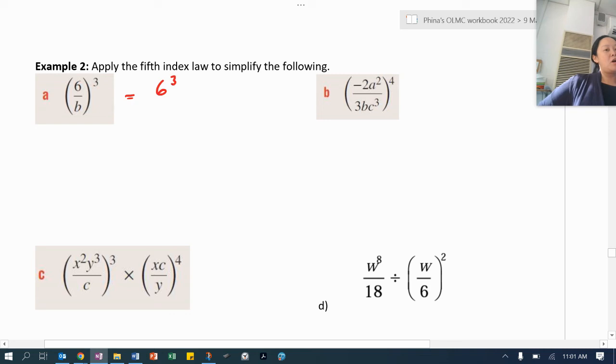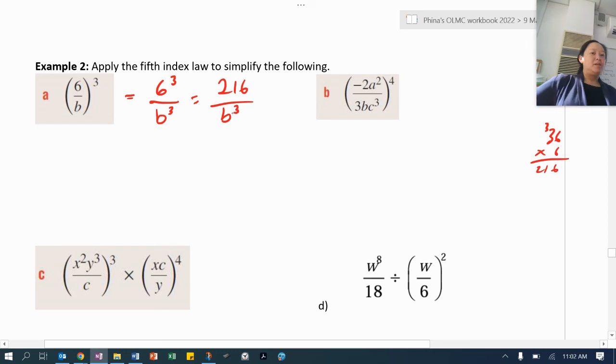So 6 to the power of 3 over b to the power of 3. Okay. You can leave it like that, but I'm going to try and evaluate this number. 6 times 6 is 36. 36 times 6, I think it's 216. Yep. So 216 over b to the power of 3. Okay. All right, b. This one's going to be epic.